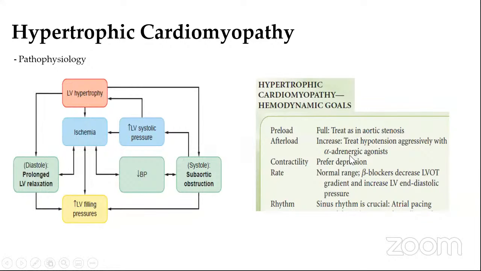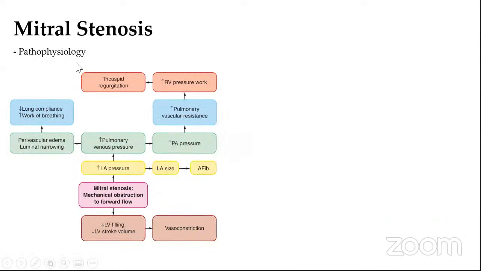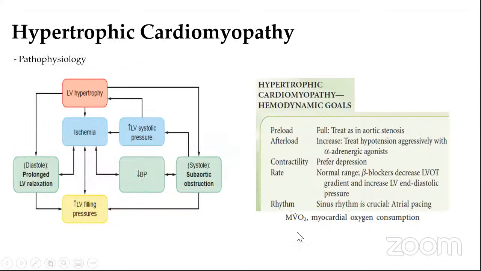So it's almost the same, but the only different thing is the contractility. The problem here is hypertrophic cardiomyopathy, so you need to depress the contractility. The more you augment the contractility, the more subaortic obstruction you create. Your LV cavity becomes smaller and smaller, and you're increasing the obstruction again. So here you need to depress the contractility. That's the only difference between hypertrophic cardiomyopathy and aortic stenosis. And as we said before, when it comes to myocardial oxygen consumption, you need to monitor for ischemia. It's very important because they tend to have subendocardial ischemia, which is very bad for them.